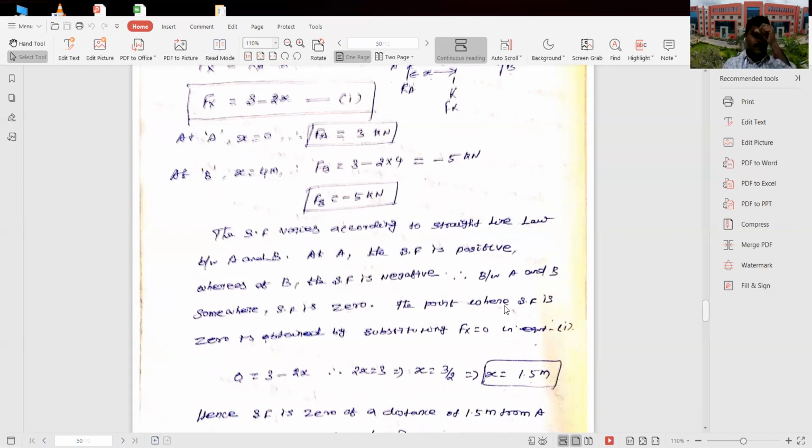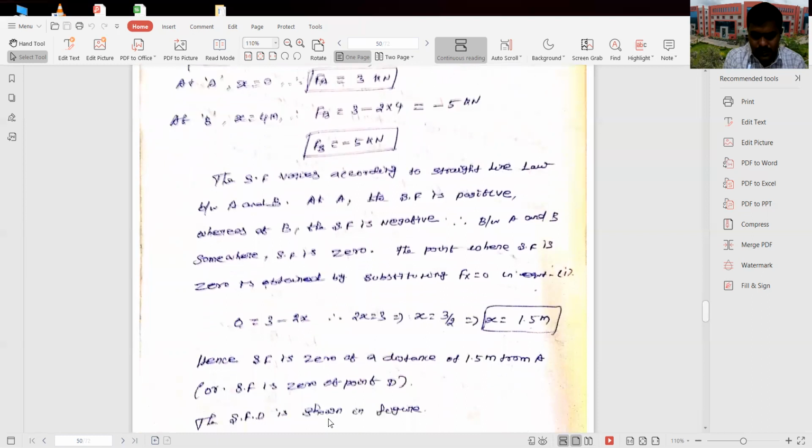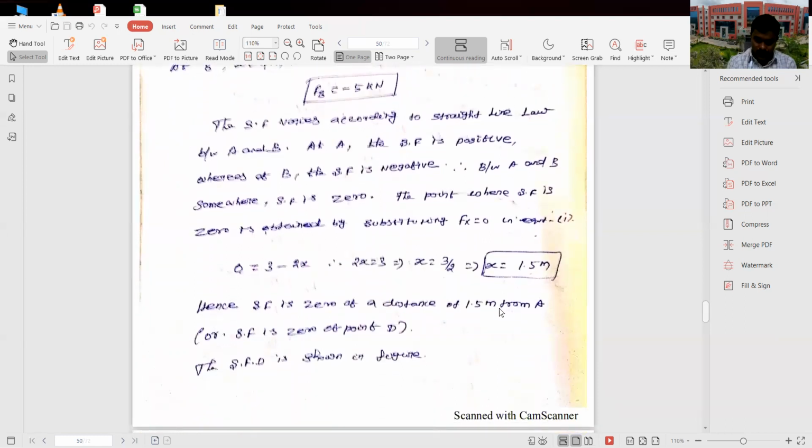The point where the shear force is 0 is obtained by substituting f of x equal to 0 in equation 1. So if you substitute f of x equal to 0, you will get the x value where the shear force is 0. Therefore, 0 is equal to 3 minus 2x. Therefore, 2x equal to 3, x equal to 3 by 2, therefore x equal to 1.5 meter. Therefore, the shear force is 0 at a distance of 1.5 meter from point A. Our shear force is 0 at the point D.